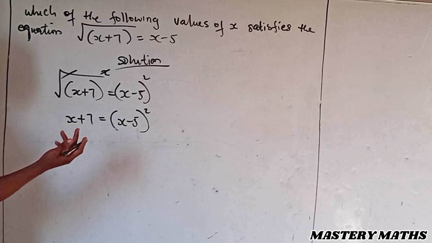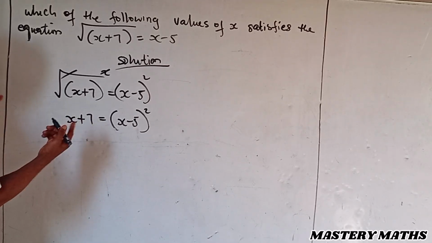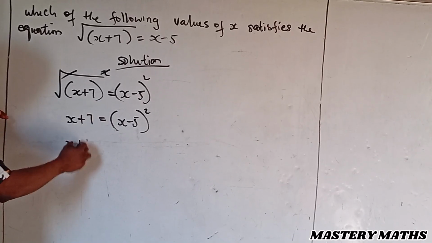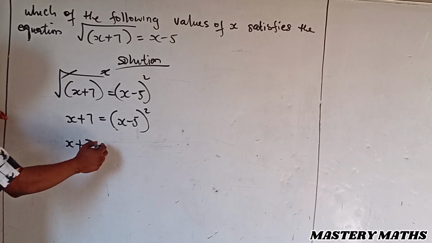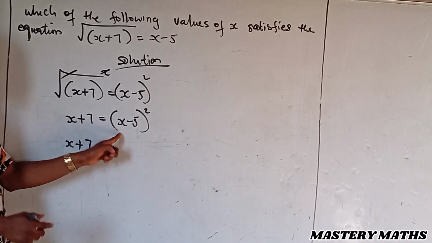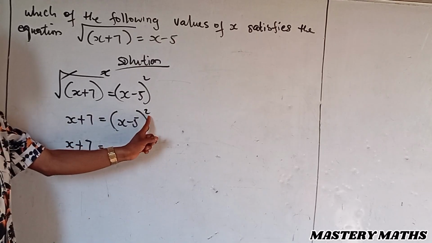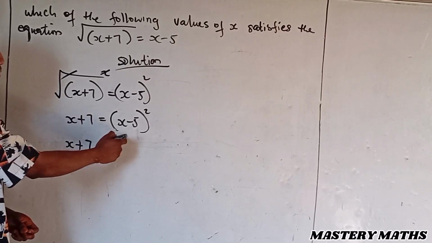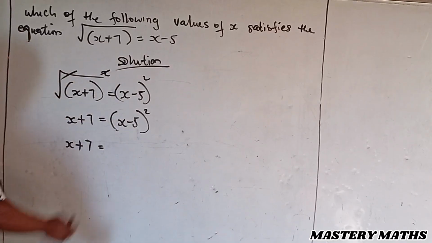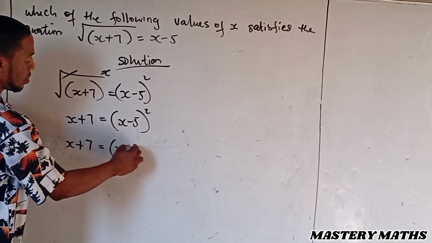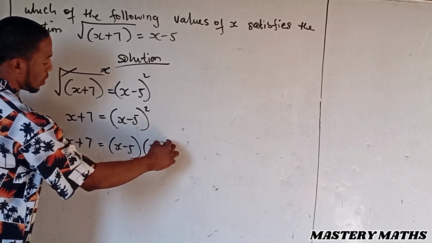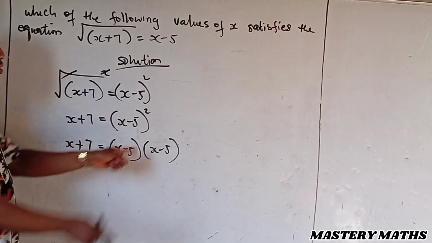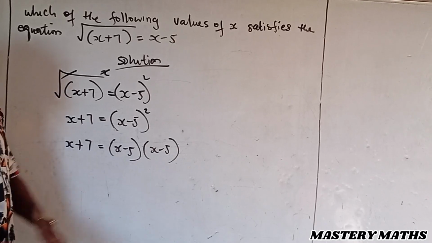Now, how do we solve for the x? We are looking for the value of x which satisfies this. After you've done this step, the next one, you bring down your x plus 7 equal to this x minus 5 that is in the bracket raised to the power of 2. That simply means we are to expand. In expanding it, it will be x minus 5, open the bracket, x minus 5. That is the meaning of x minus 5 in the bracket raised to the power of 2.